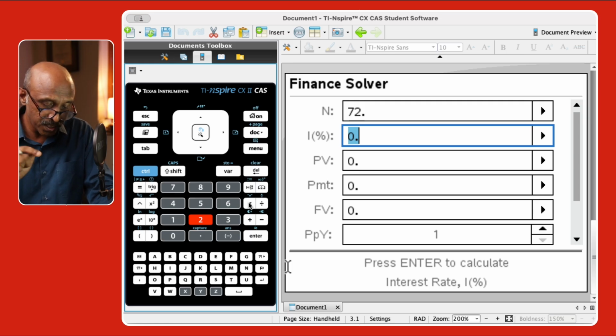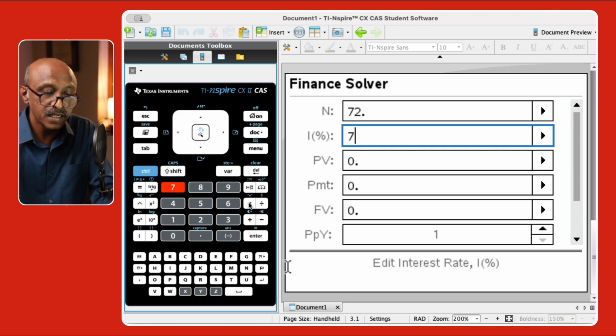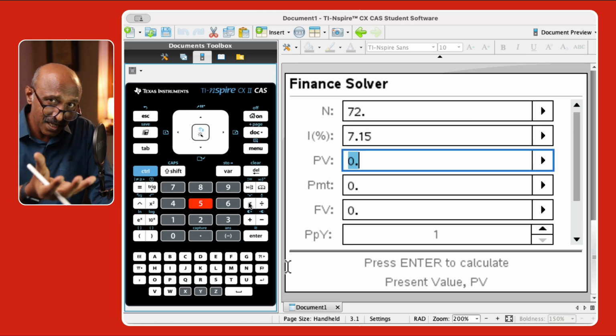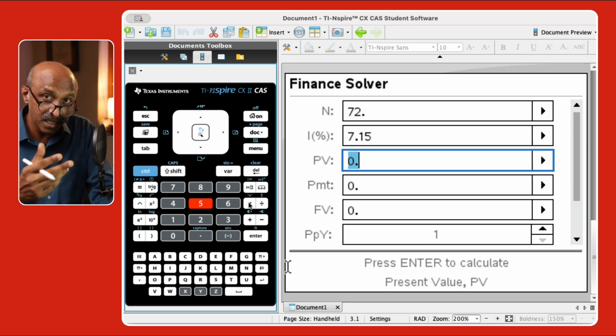We're looking at option A, and it says the interest rate is 7.15. I stands for interest rate, 7.15%. Present value means the loan that he's received. Option A says that he is going to receive a loan of 100%. Whenever money comes into your pocket, you need to enter it onto the calculator with a positive sign.